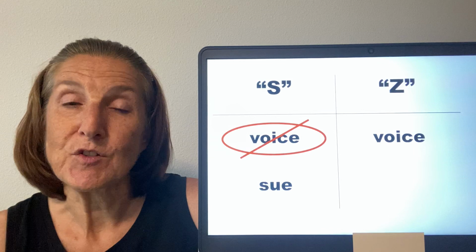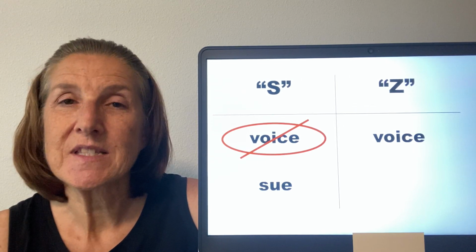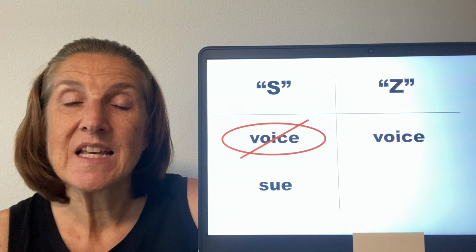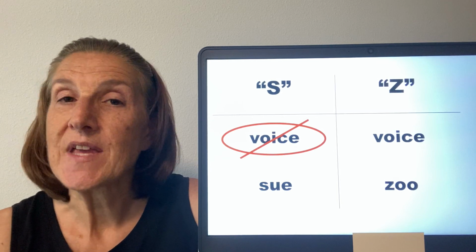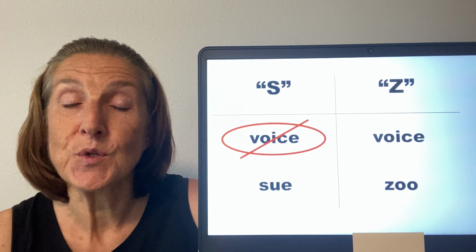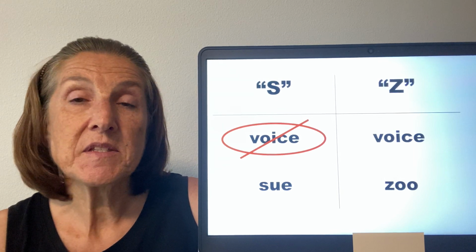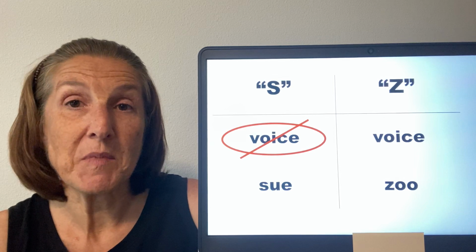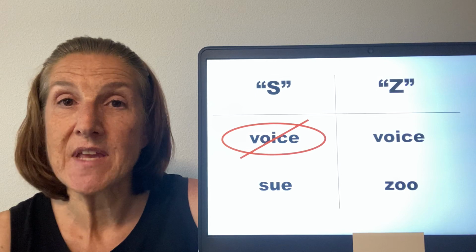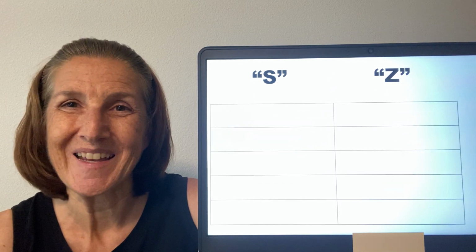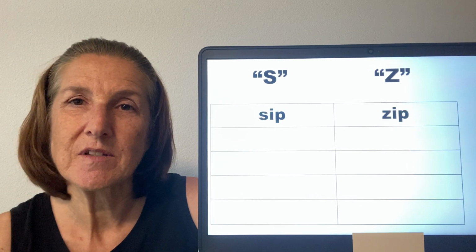For the Z sound, our mouth is in just the same position, but we do use our voice. Z, z, z, as in the word zoo. So the S sound in Sue, the Z sound in zoo. Now this sound can occur at the beginning, middle, or end of a word. So first we're going to look at some words that have the S and Z sounds at the beginning. See if you can hear the differences between the sounds.